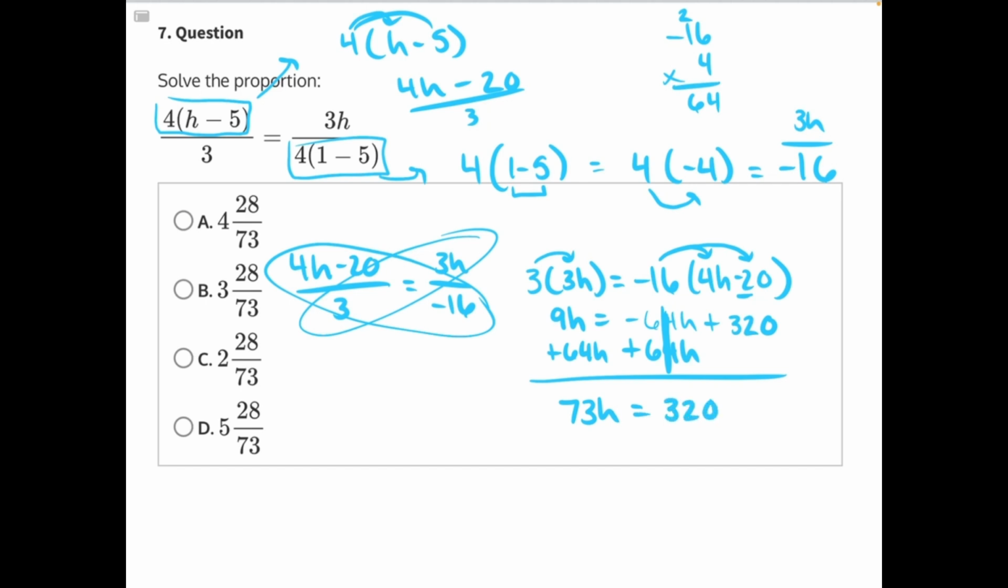And now for the final step, 73 is being multiplied to h, so we need to do the opposite and divide both sides by 73. These will cancel, leaving us with h equals 320 over 73.